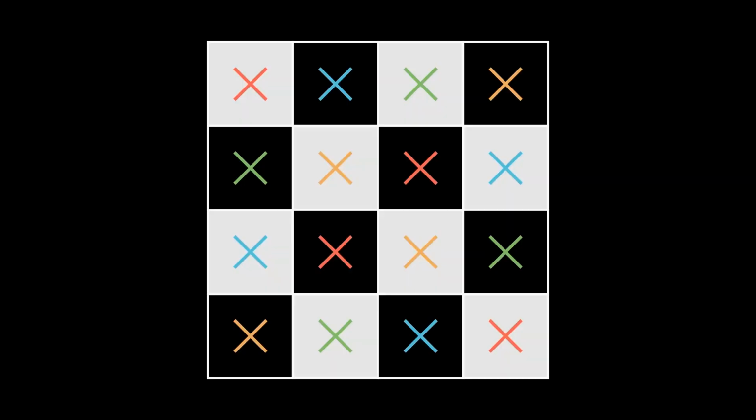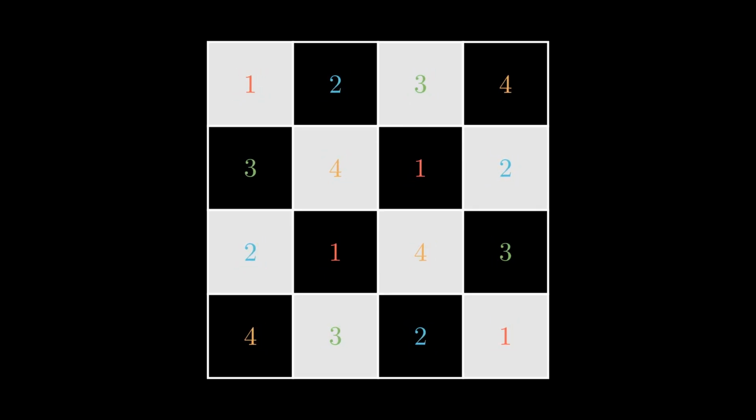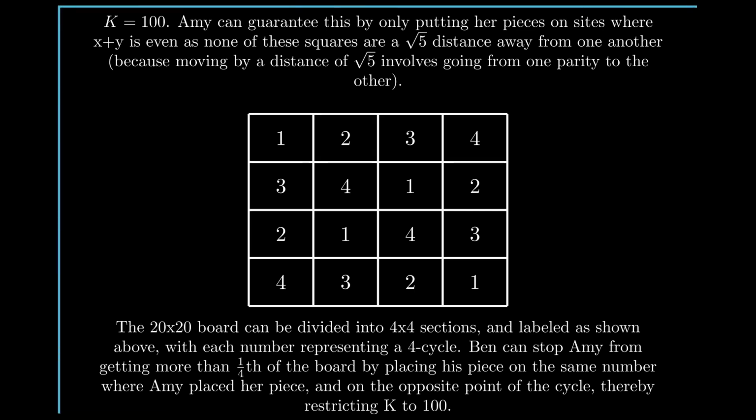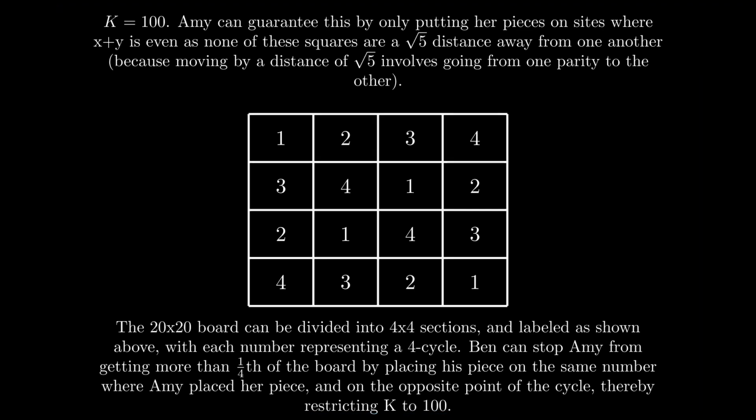Looking at the 4x4 grid we made with the different colored crosses, we can turn each 4-cycle into its own number. So you turn all the red crosses into 1s, all the blue crosses into 2s, and so on. So now we can just say that whenever Amy plays on a 4-cycle of a certain number, Ben plays on the opposite site in that 4-cycle of the same number. And that is our answer. Pretty cool.